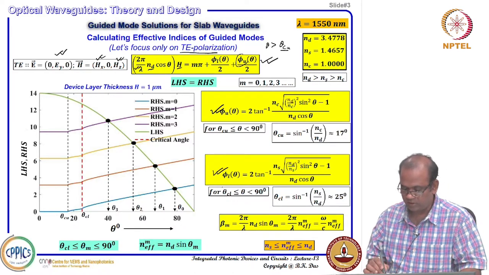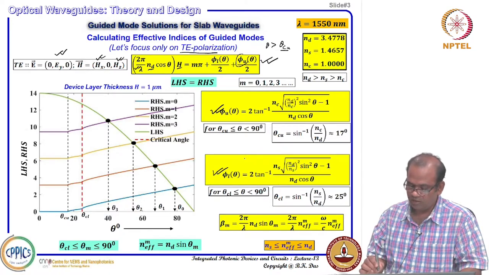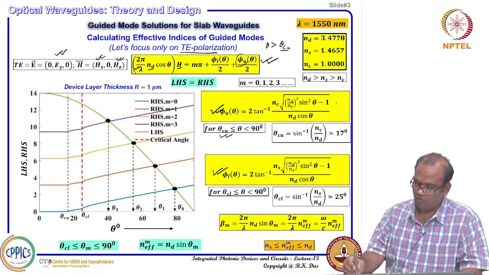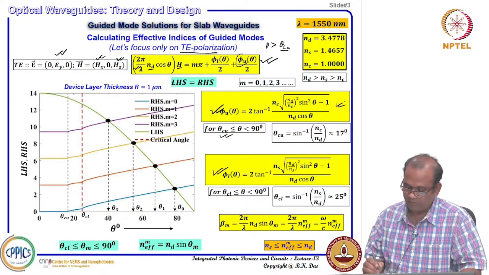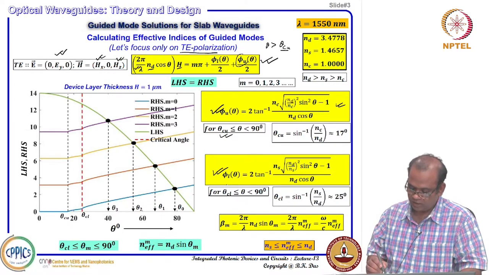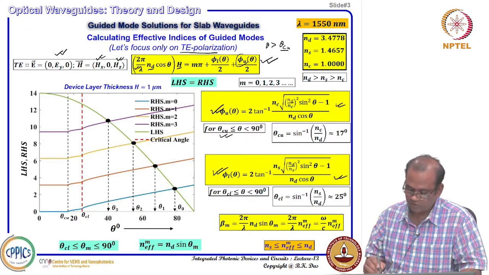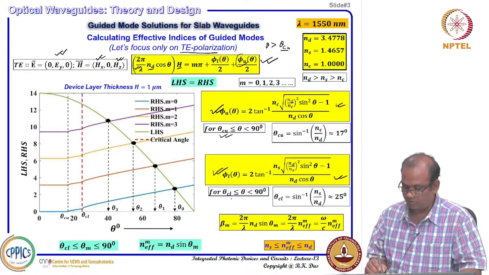For TE polarization, the lower interface phase is again a function of theta. Whenever I am talking about the upper interface, theta must be less than 90 degrees but greater than the critical angle at the upper interface. Then whatever phase change takes place at the upper interface is given by this expression, and for the lower interface there is a similar expression, the only difference being that NS and NC are interchanged. Here also we see that theta must be greater than the critical angle at the lower interface.